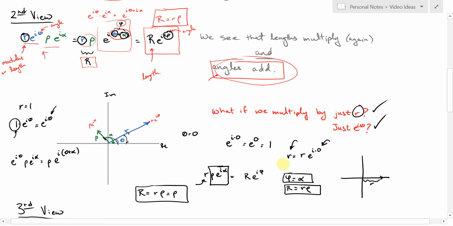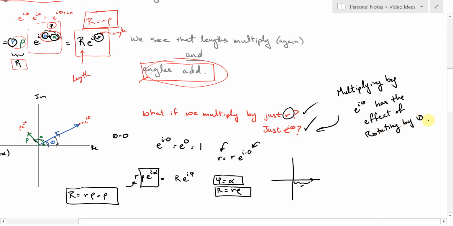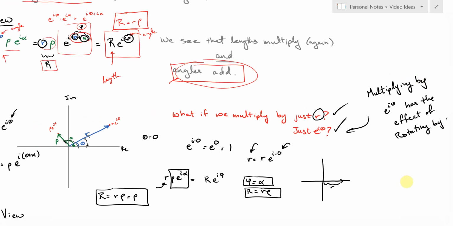But this is an important point. So, when you're multiplying by e to the I theta, this is so important, it's worth actually writing out. Multiplying by e to the I theta has the effect of rotating by an angle of theta. And of course, this is in the counterclockwise direction.